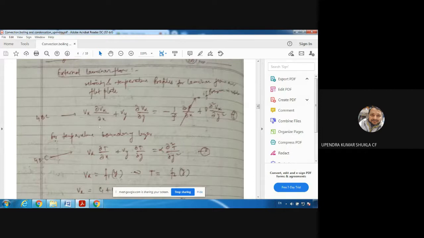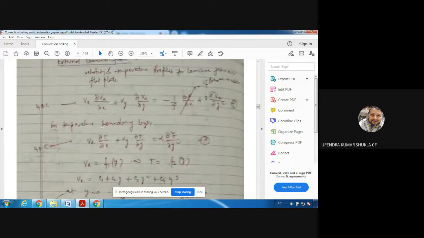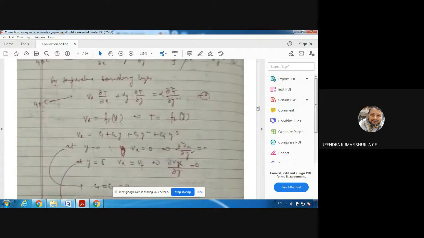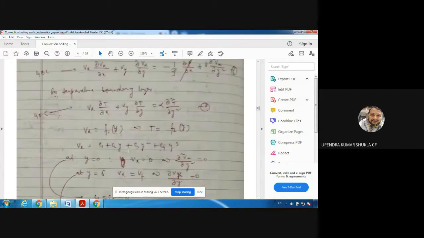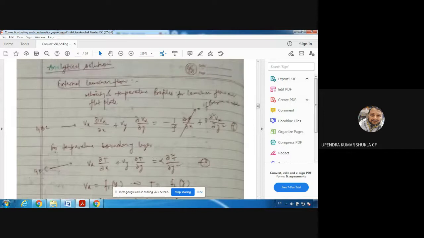4 boundary conditions means the solution must have 4 arbitrary constants. So we can construct a polynomial of degree 3: c1 plus c2y plus c3y square plus c4y cube. Since this contains 4 arbitrary constants, it could be the solution. Now we only need to find the values of c1, c2, c3, c4. It must satisfy the boundary conditions as well as these two equations.